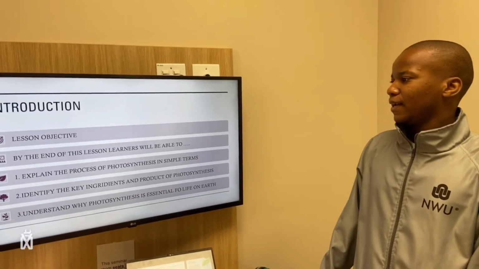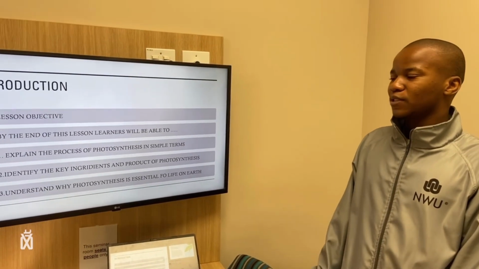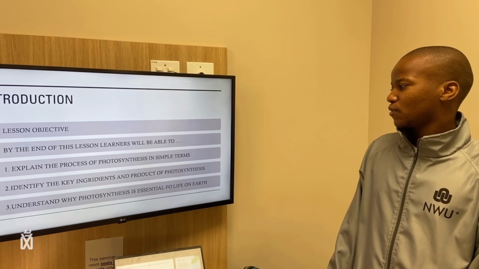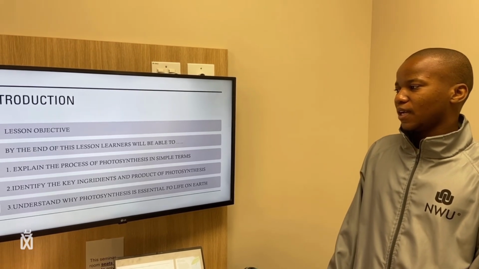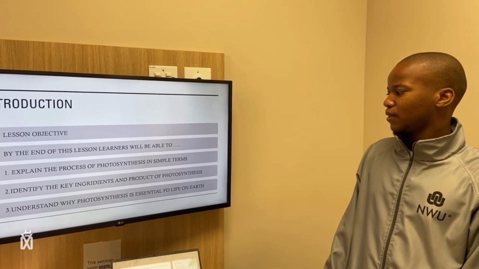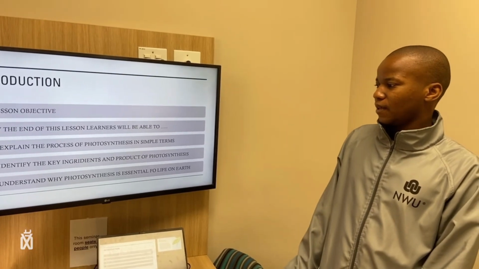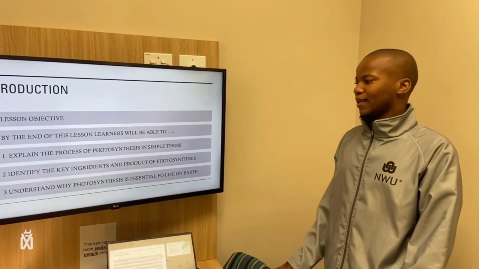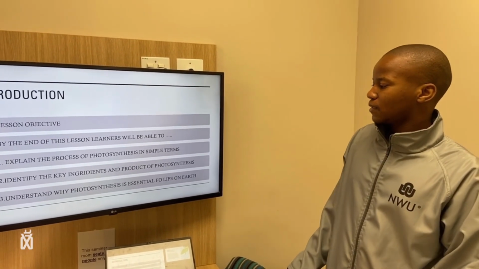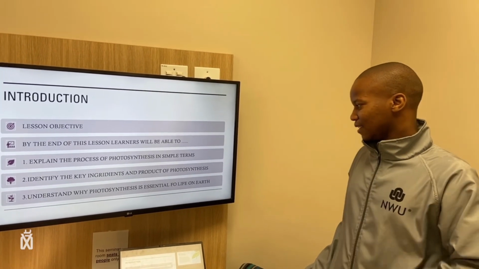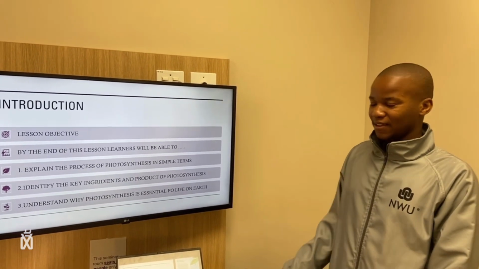By the end of this lesson, learners will be able to explain the process of photosynthesis in simple terms and identify the key ingredients and products of photosynthesis. And number 3, they will understand why photosynthesis is essential to life on Earth.